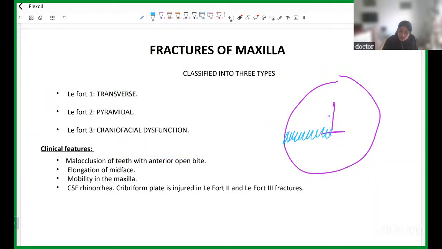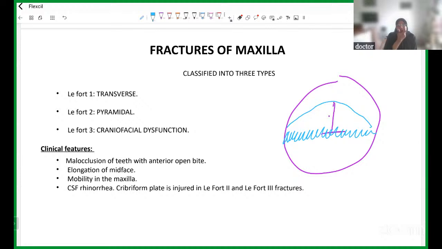This is Le Fort 41, transverse fracture. Okay, Le Fort 42, in the exam, you don't have to mention the name. You have to explain what is going on with the fracture. Le Fort 42 is a pyramidal type fracture, like this.